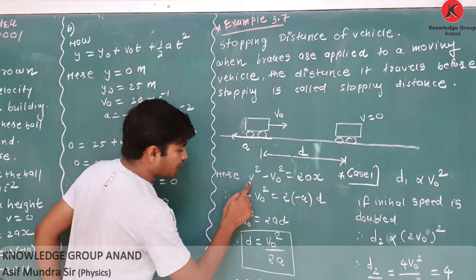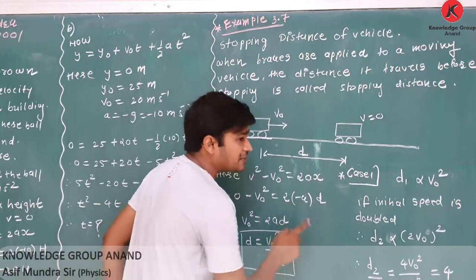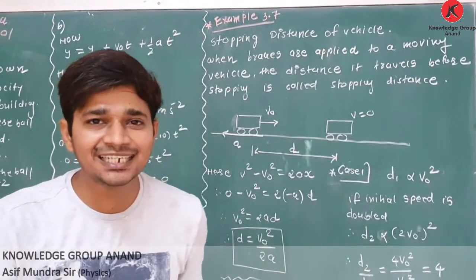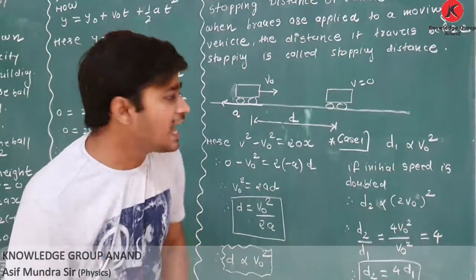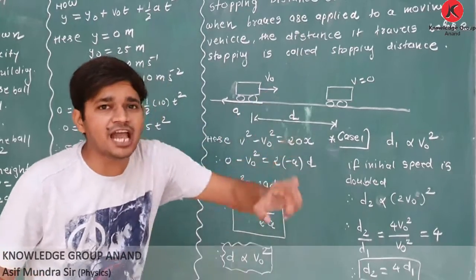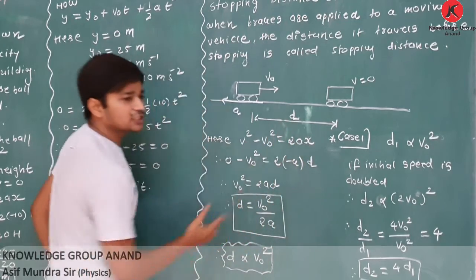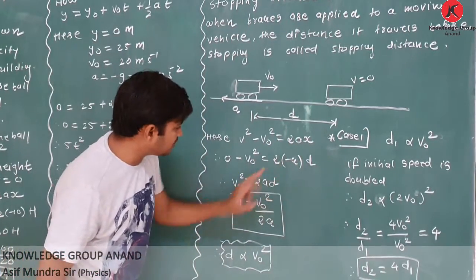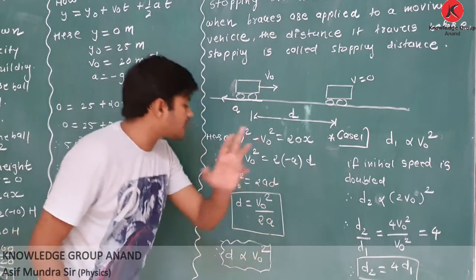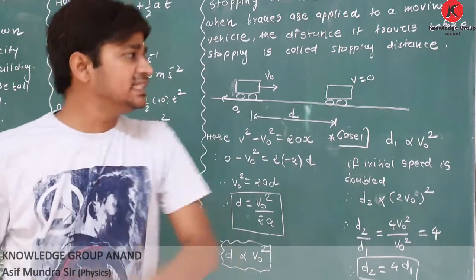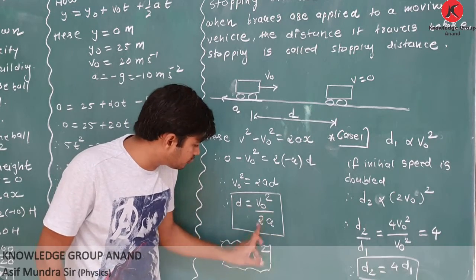How to make changes? Final velocity 0, initial velocity v0, is equal to 2 times minus a, because here it is a case of retardation. Acceleration is in the opposite direction of velocity. So here it is minus a and x is replaced by stopping distance d. So this minus sign cancels out. v0 square is equal to 2ad and d is equal to v0 square upon 2a. So d is called stopping distance. d is equal to v0 square upon 2a.